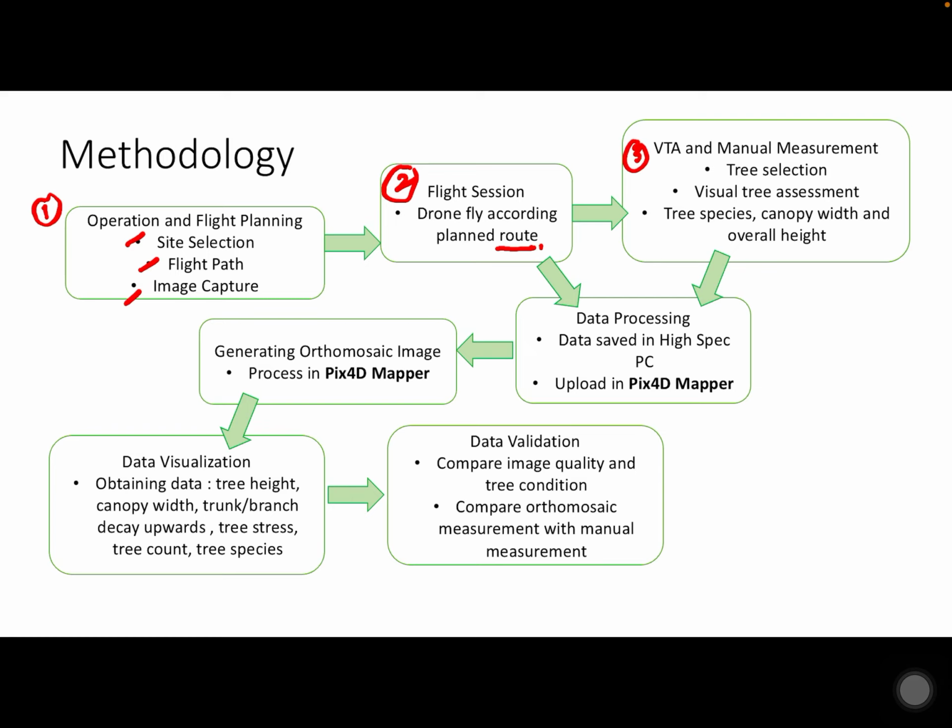And third, VTA has been done. VTA is visual tree assessment, and manual measurement has been done from the ground. We can pick the tree selection, show the visual tree assessment, and take data on the tree species, canopy width, and overall height. So within this methodology, the second and third steps, we have done this.